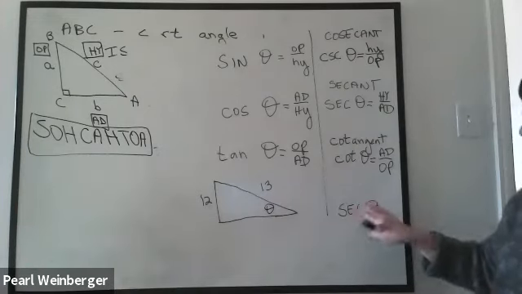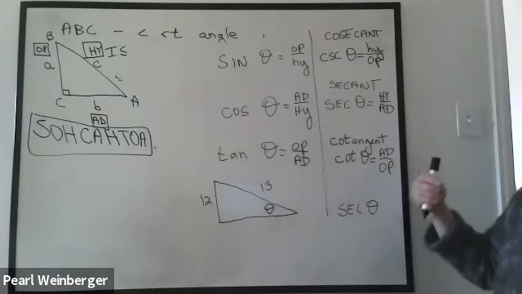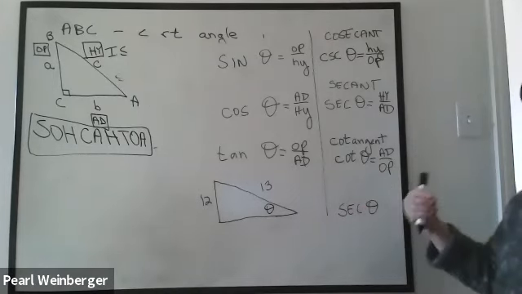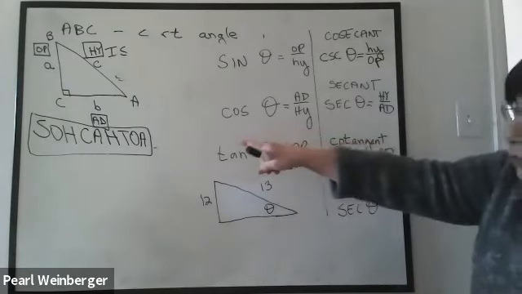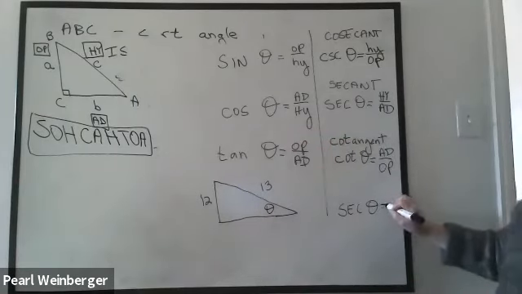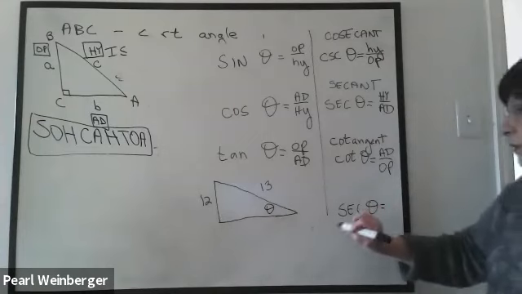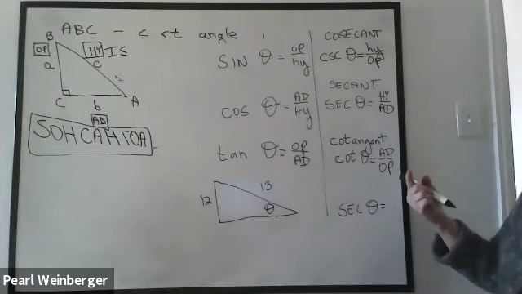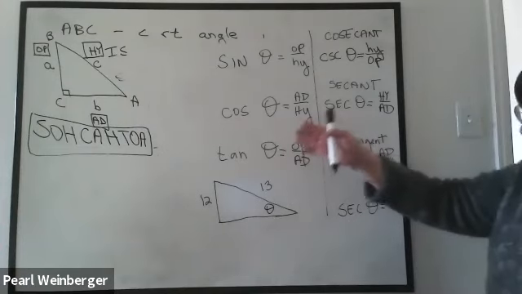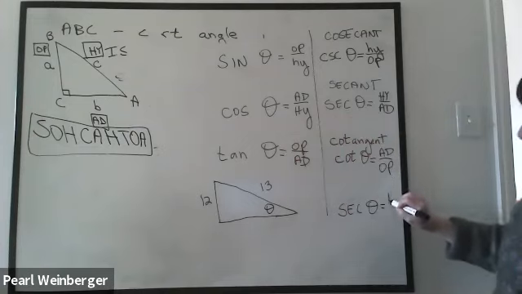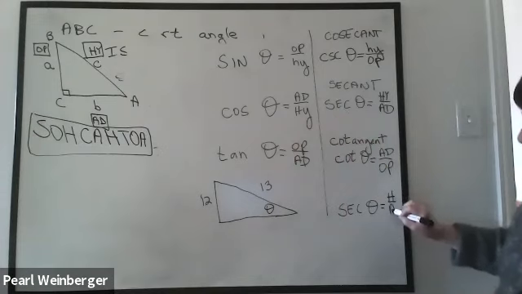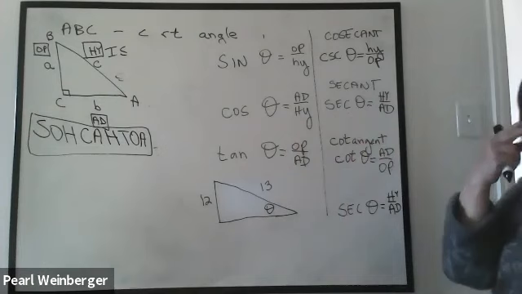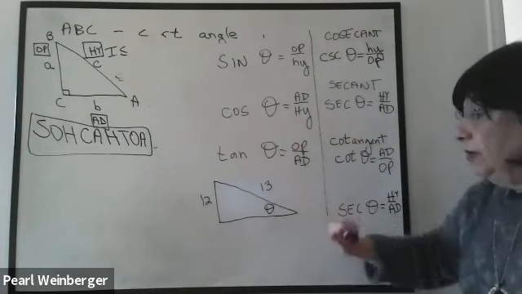So I have to think, what does secant go with? Secant starts with S, so it has to go with the one that doesn't start with S, the one that starts with C. So it has to go with cosine. In other words, it's the reciprocal of the cosine. Once I know it's the reciprocal of cosine, and the cosine is adjacent over hypotenuse, that must mean that the secant is the hypotenuse over the adjacent. So that's my thinking.